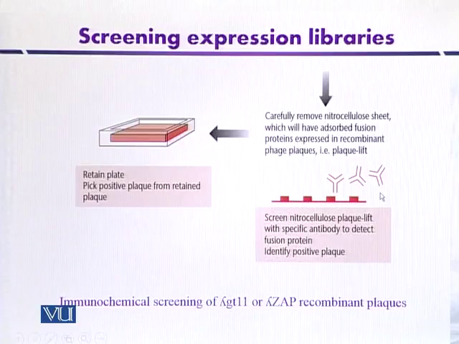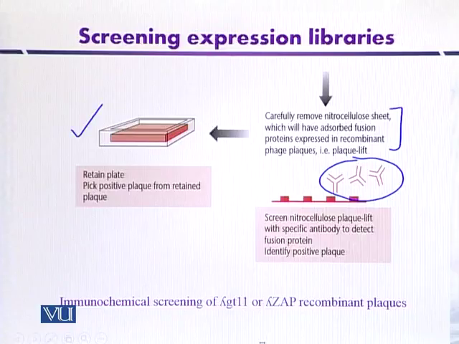Now after expression, the nitrocellulose sheet is lifted, and then the expression product is detected by using a specific type of antibodies. And here the master plate is retained, and if we have the idea that these plaques are recombinants, then we can process those plaques further. So these are the basic screening strategies where we can use lambda GT11 vector or lambda ZAP vector for screening an expression product.